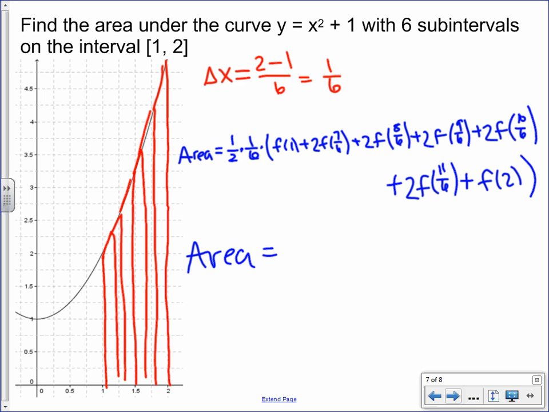Just to make our lives a little bit easier, if you haven't started working on it yet, there's 7 numbers. Pod 1, you have f of 1 and f of 7/6. Pod 2, you have f of 8/6 and 9/6. Pod 4, you have 10/6. Pod 5, 11/6 and 2.